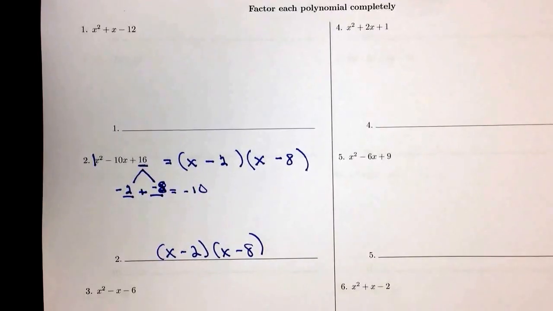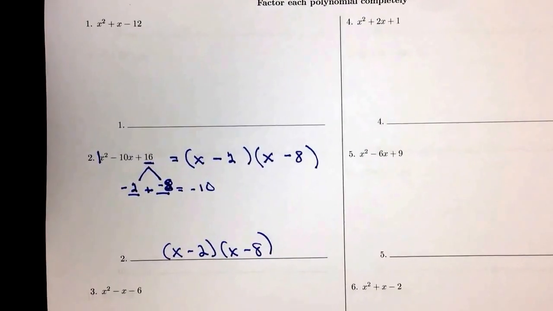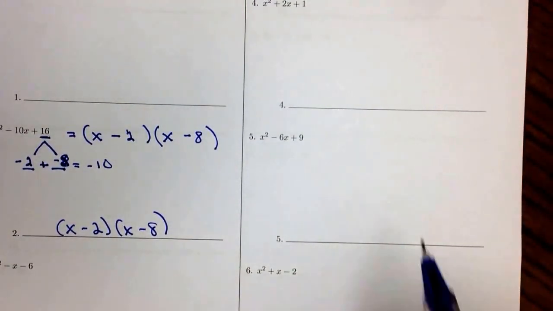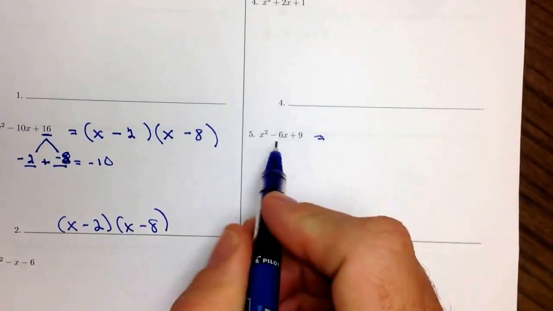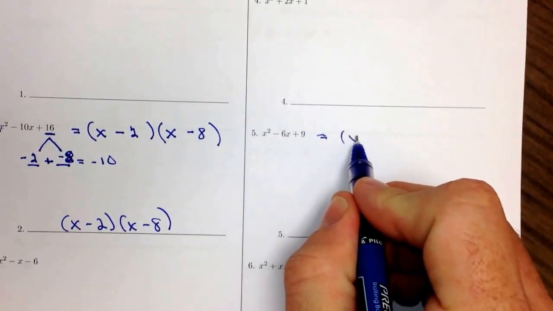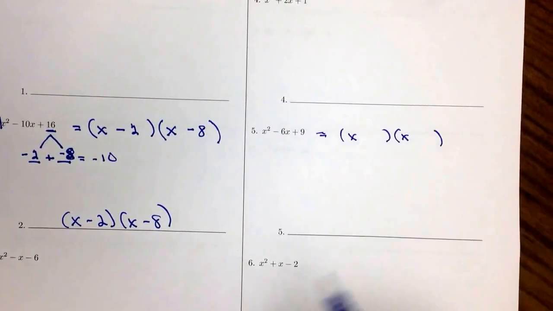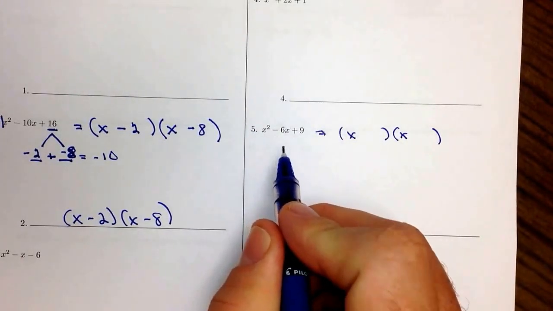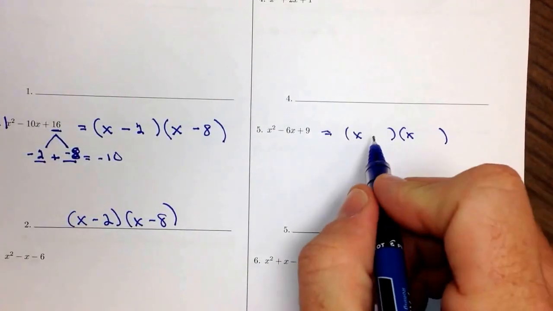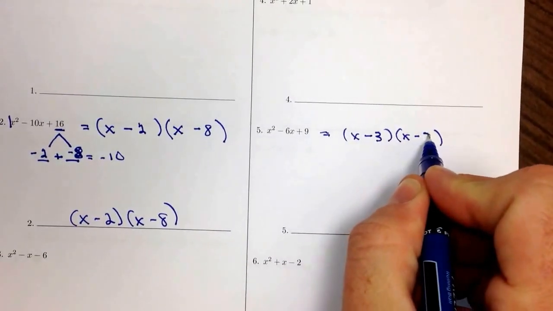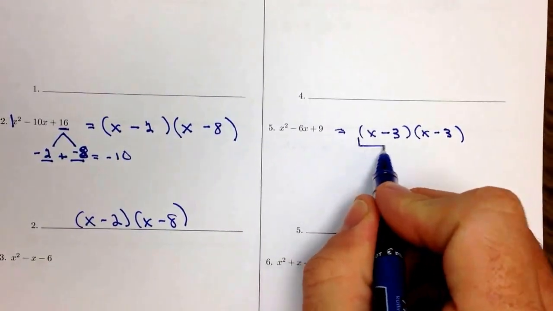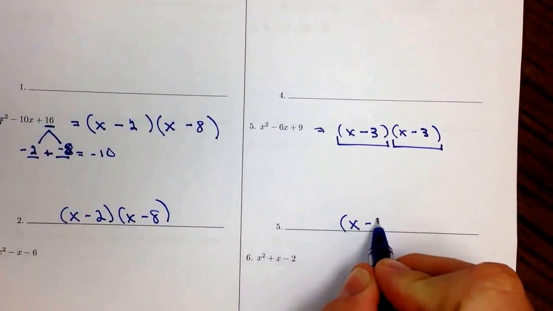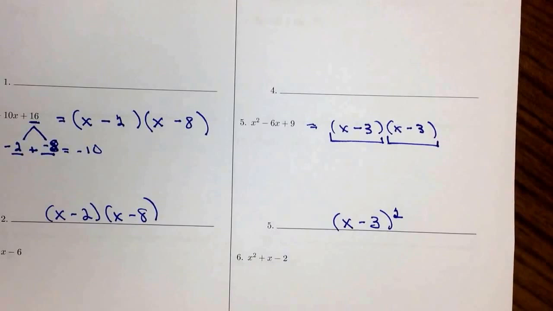Okay, what about one like, let's see, how about number 5? Similarly, since it's 1x squared, we know it's going to factor to have an x and an x as the first term in each binomial. And then what 2 numbers multiply to positive 9 that add up to negative 6? Negative 3, negative 3. Now here you notice it's the same thing for each factor. So we can write that as x minus 3 quantity squared.